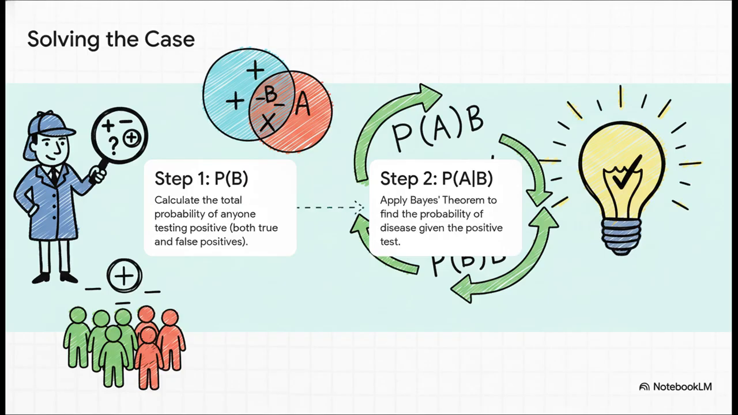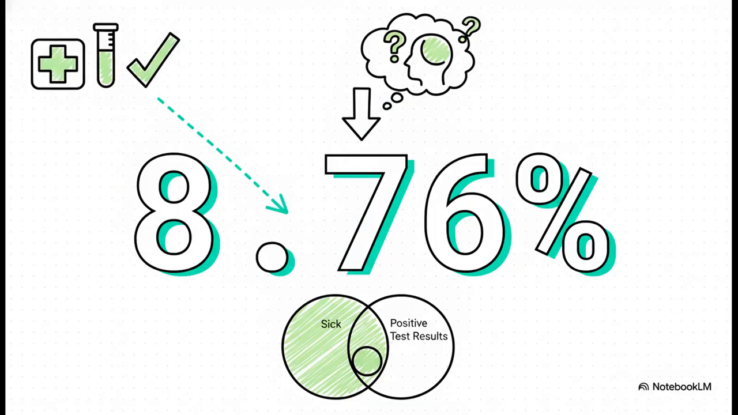And that's 2 groups, right? There's the tiny group of sick people who get a correct positive test, and there's the much, much larger group of healthy people, a small fraction of whom will get a false positive. We have to weigh both of those to figure out what that positive test really means. And when you do the math, the actual probability is just 8.76%.